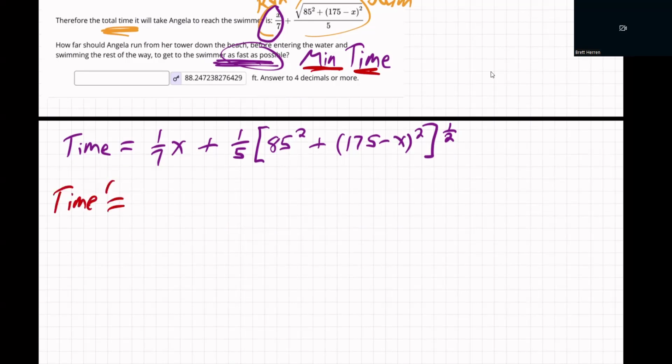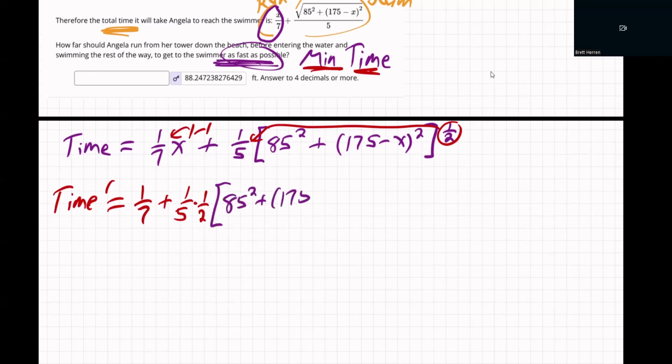So the time derivative is 1/7. That one power just comes down, subtract one, that's gone. Plus now, you take that half power, comes on down, 1/5 times 1/2, and you keep the inside the same at first. So I'll keep that. And I'm just going to leave it 85 squared. I'm going to leave a lot of things as they are, show you a way to make this problem easier. Okay, and then subtract one from that, so that'll become negative a half power, right? But then times the derivative of the inside because of the chain rule.